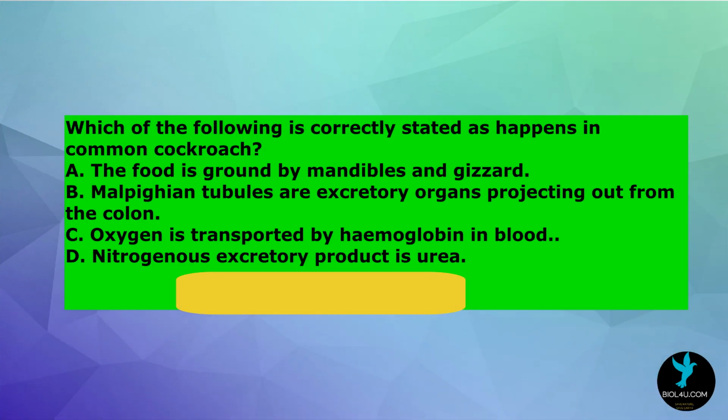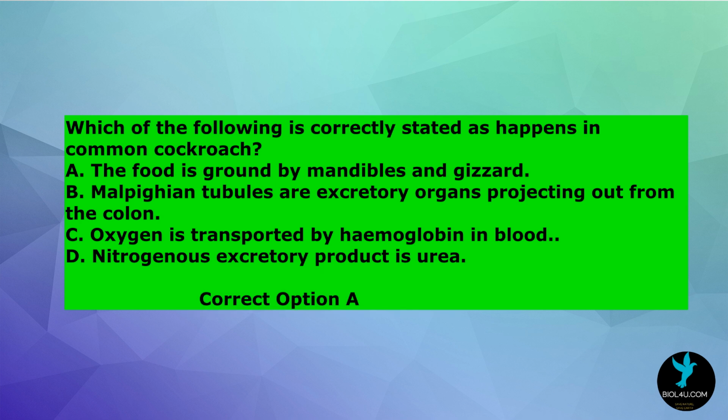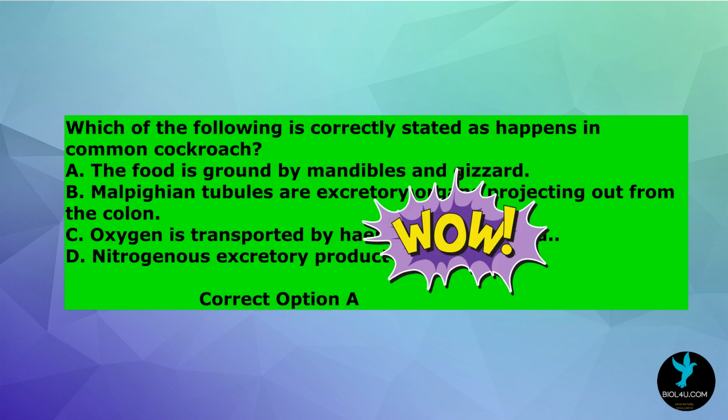Question number 5. Which of the following is correctly stated as happens in common cockroach? Option A. The food is ground by mandibles and gizzard. Option B. Malpighian tubules are excretory organs projecting out from the colon. Option C. Oxygen is transported by hemoglobin in blood. Option D. Nitrogenous excretory product is urea. The correct option is A. The food is ground by mandibles and gizzard.